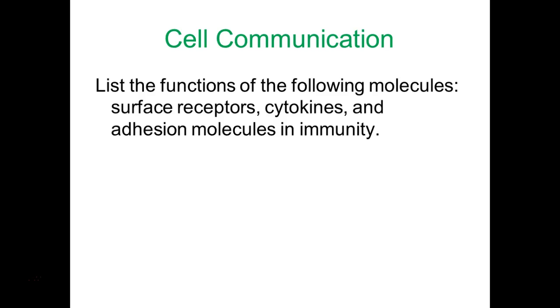So they have surface receptors. So this is how communication happens for our cells. They have receptors on their surface, as well as internal receptors. Cytokines are those chemical messages, like the hormones of our endocrine system. They even have adhesion molecules, and as the name implies, this allows them to grab on.